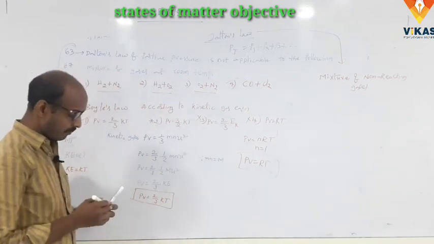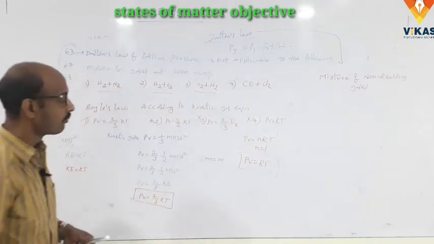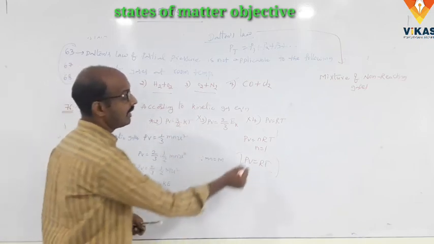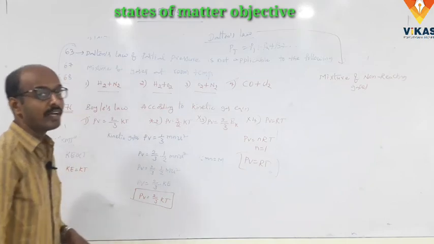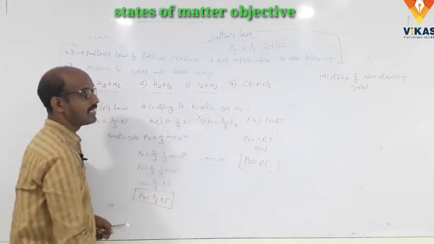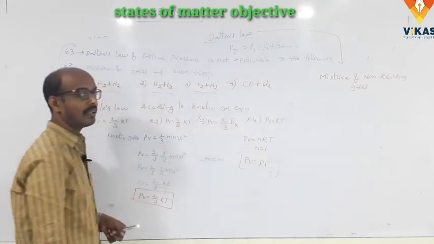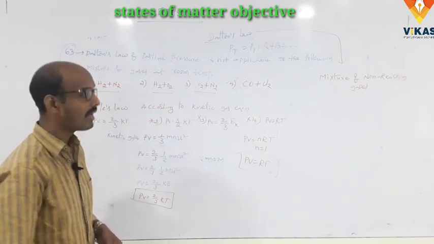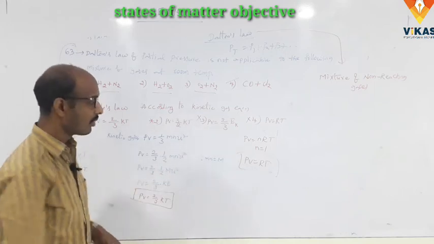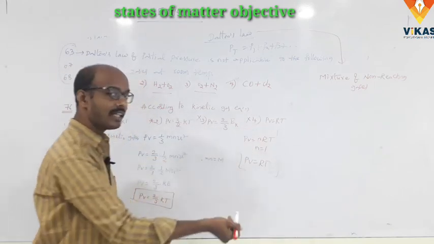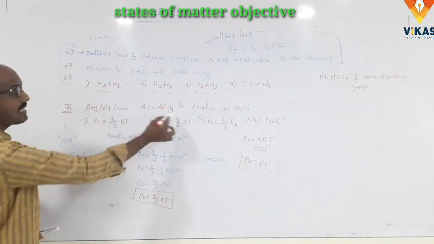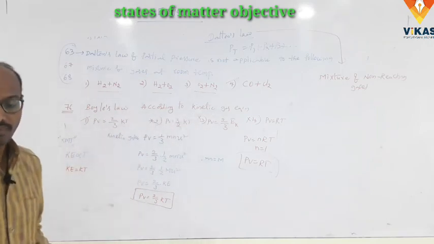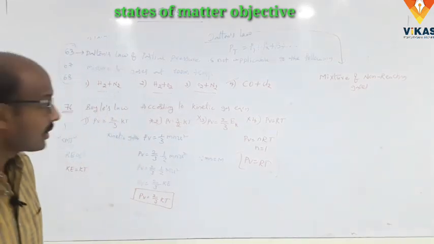In case the question is asked like this: what is the ideal gas equation? Among these, what is the ideal gas equation? At number of moles equal to 1, if four options are there, the answer is PV is equal to RT. Clear? What is the ideal gas equation? At number of moles equal to 1, among these four, PV is equal to RT is correct. So finally, Boyle's law according to the kinetic gas equation is PV is equal to 2/3 KT. Clear? And look at the next one.